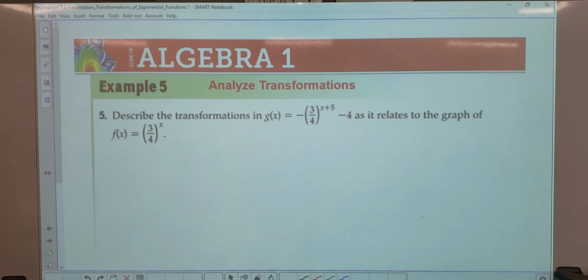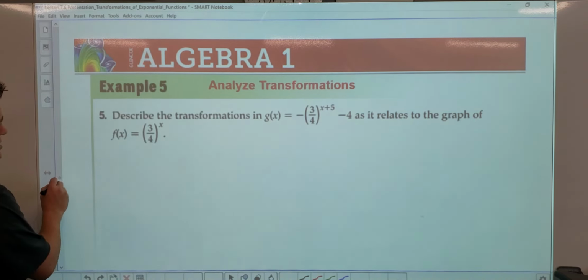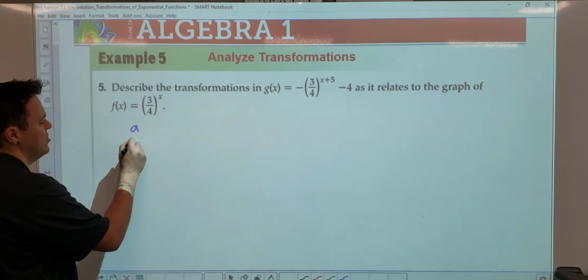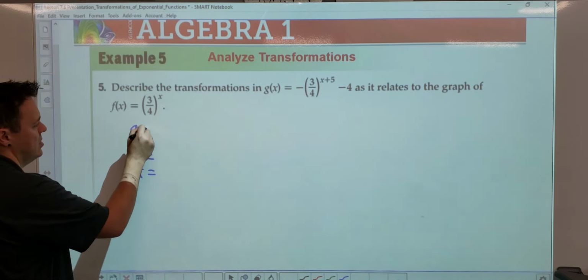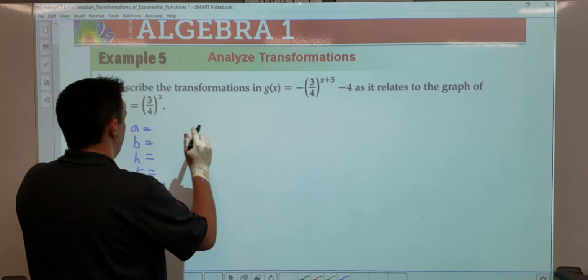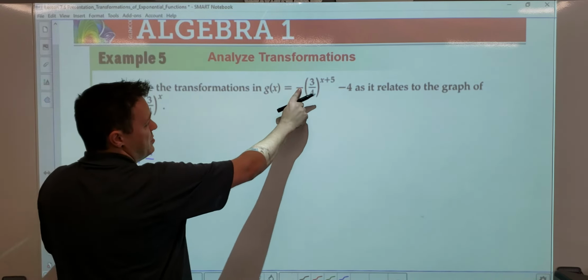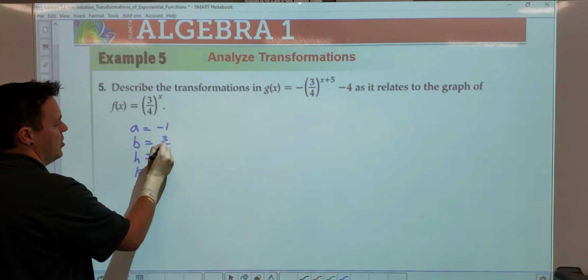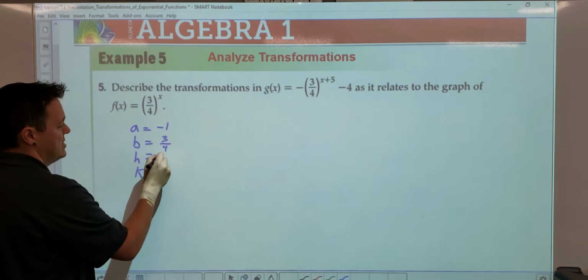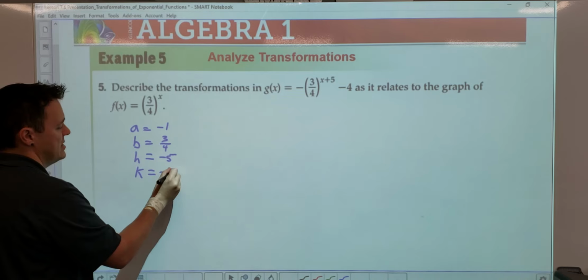All right, here is the last one. Feel free to do this. If you didn't pause the video to do this, please pause it, try it on your own, and then come back and see if you got the right answer. So the a value is actually going to be a -1. My b is 3/4. My h is a -5, and my k is a -4.